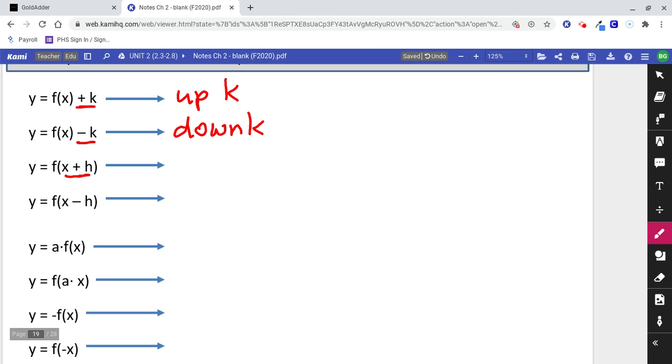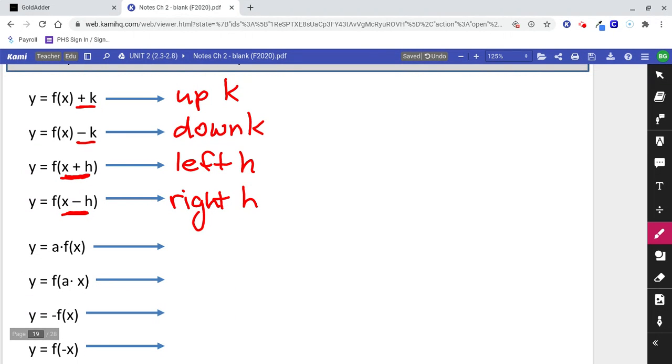When it's inside the parentheses, inside of the function, when it's affecting the X, you're moving it left, right, all right? And so normally people remember that if it's a positive, it's to the left. So left H, and when it's a negative right there, when it's a minus, it's right. Now, it would probably make more sense if we actually put numbers in here, but I'm just thinking of K and H as a positive integer. So I'm either going to add an integer or subtract a positive integer. But up, down, left, right, I know you've seen that stuff before.